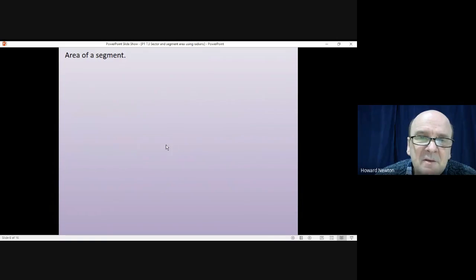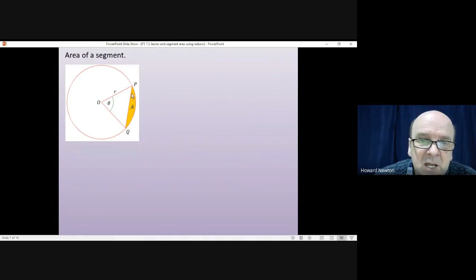Okay, finding the area of a segment. First of all, what is a segment? A segment is like the shaded area you have there. So you'd have a sector of a circle, you join the chord PQ, and this little part here on the outside is what is meant by a segment.